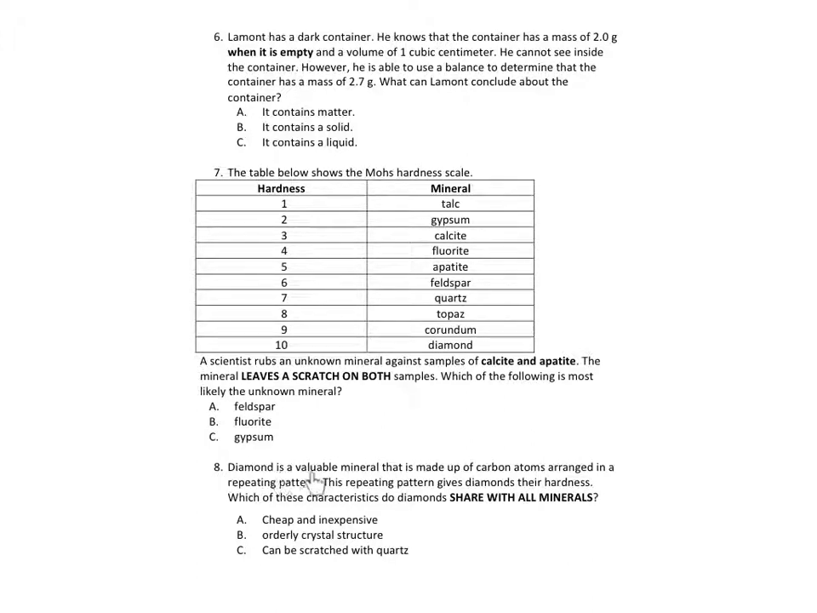Number 8. Diamond is a valuable mineral that is made up of carbon atoms arranged in a repeating pattern. This repeating pattern gives diamonds their hardness. Which of these characteristics do diamonds share with all minerals? A. Cheap and inexpensive. B. Orderly crystal structure. C. Can be scratched with quartz.